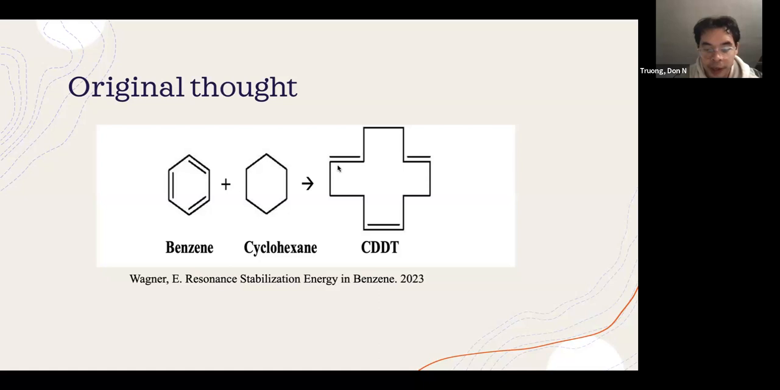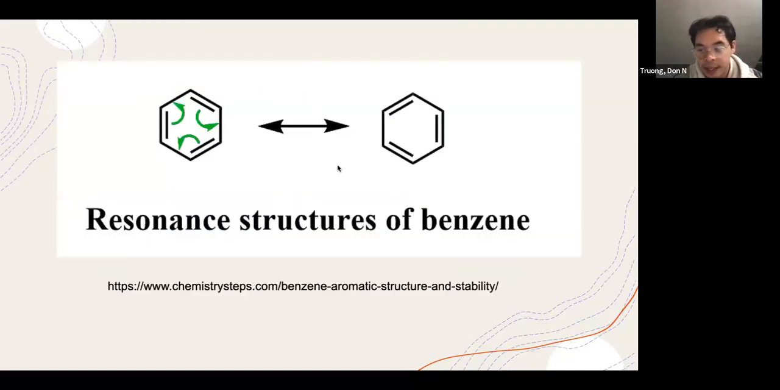And so they originally thought that you can just add up the heat of combustion for benzene and cyclohexane, and you'll get the heat of combustion of CDDT. And that is questionable only because it didn't take into account resonance. So resonance is just this idea of electrons being able to delocalize in the p orbitals of the benzene molecule, and it has three pi bonds around it. This creates extra stability and is a factor that we have to take into account when we look at the heat of combustions.